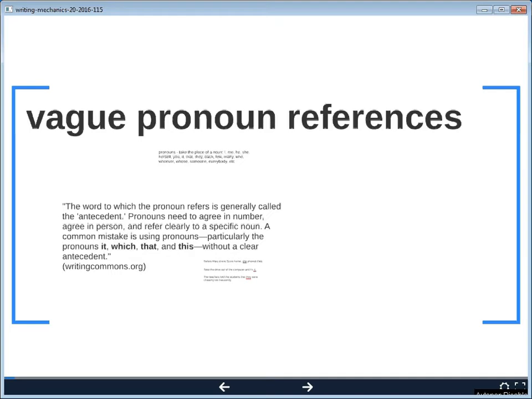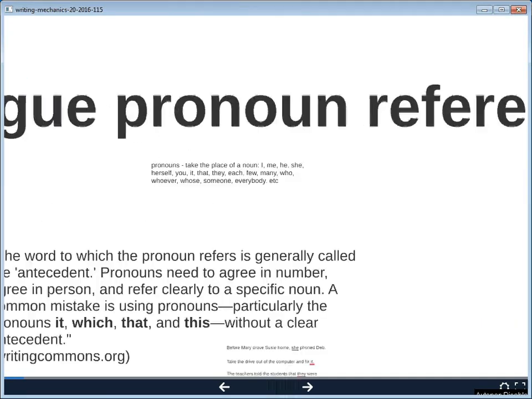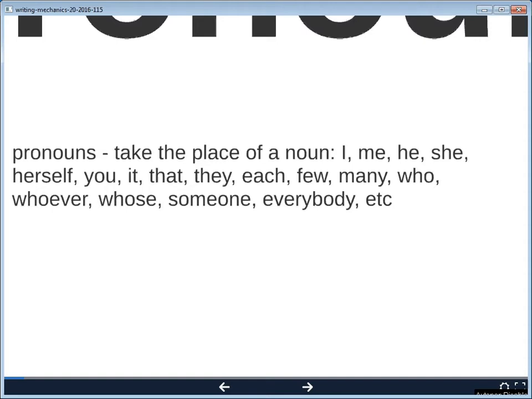So at the risk of sounding too much like a grammar exercise, we do need to remind ourselves what pronouns are. We use pronouns all the time. They take the place of a noun in a sentence. So instead of repeatedly saying someone's name, we might say he or she or herself. You might refer to you or I or that, they, etc. We use these words commonly in speech and writing. We're all familiar with them.